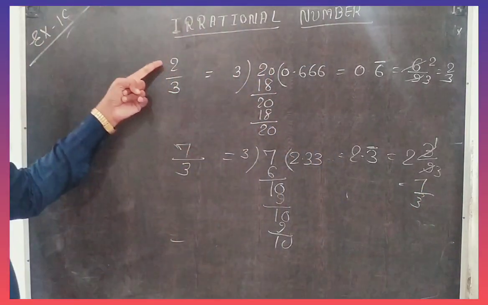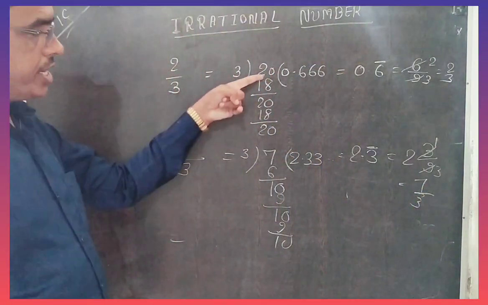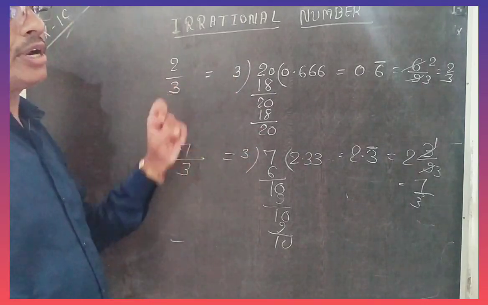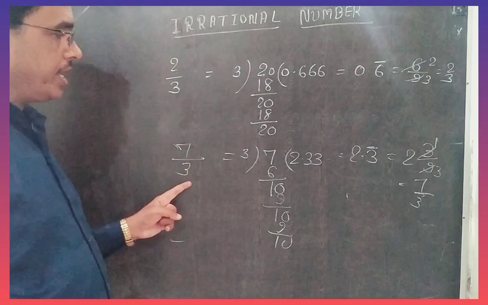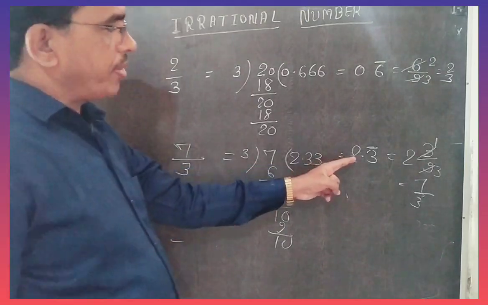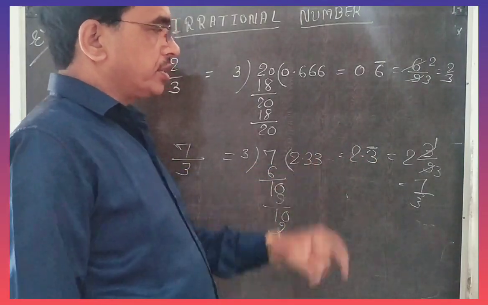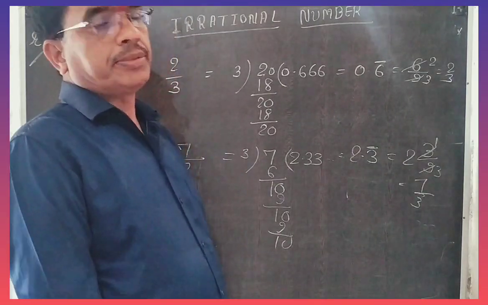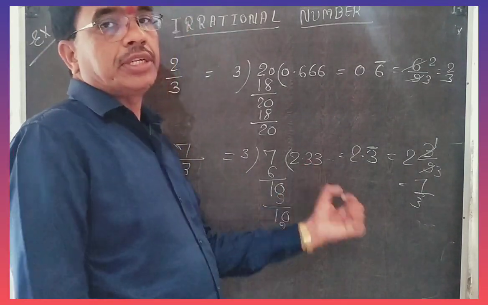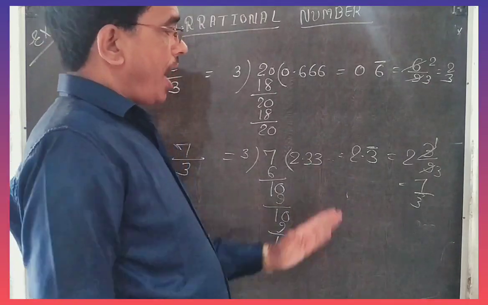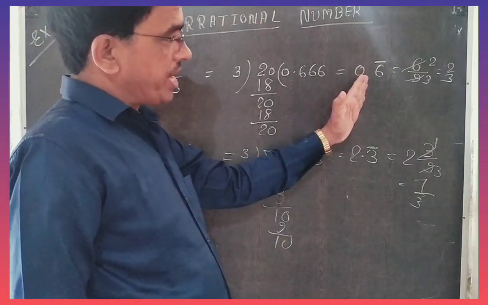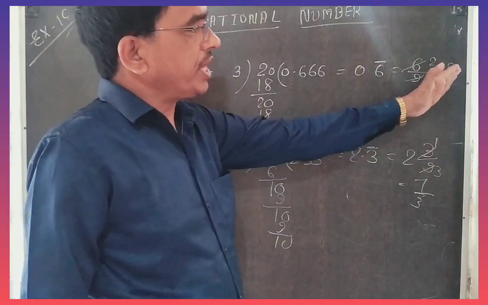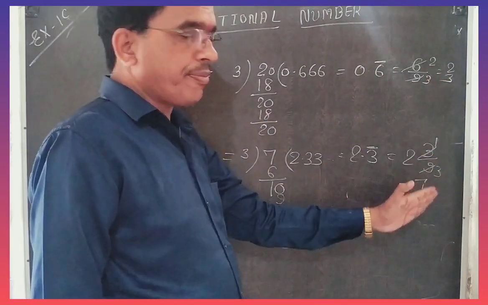Here, student, 2 divided by 3 doesn't come to an end, and it is called a recurring decimal or non-terminating decimal. 7 by 3 you write in the form of 2.3 recurring. It is also a recurring decimal, non-terminating or repeating decimal, because the number repeats, so it is called a repeating decimal. And you can express these repeating and non-terminating decimals in the form of rational numbers, 2 by 3 and 10 by 3.